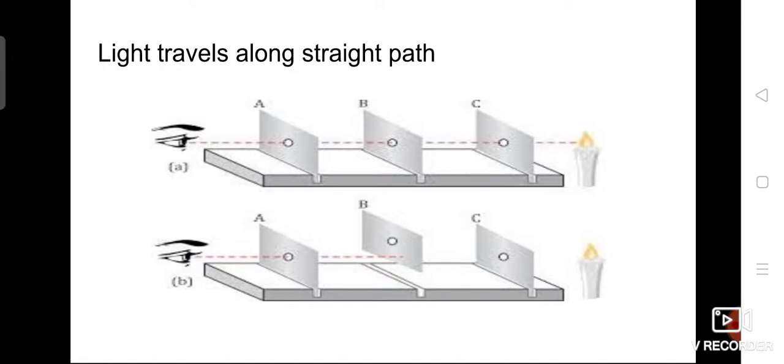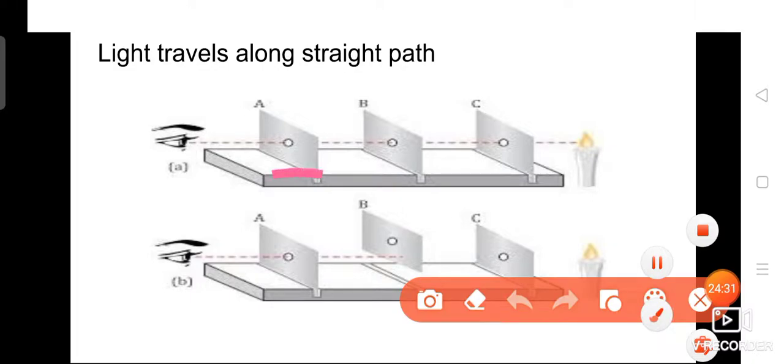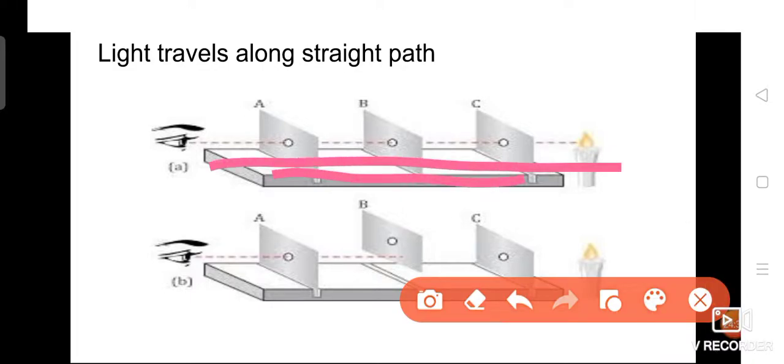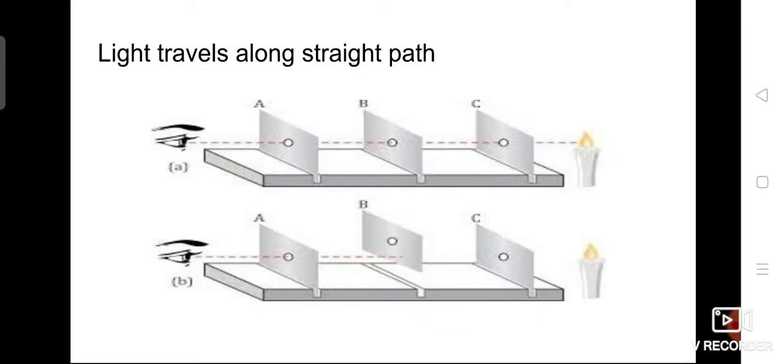Now what to do? You are going to move any one of the cards. Now what happens? The light doesn't come out at the end. Why? Because you cannot see the candle at the end, since you moved that card. For example, here the holes are in a straight line, so you can directly see the light. Here the card has been moved, isn't it? So here it is stopped because you cannot see. So this proves that light travels along a straight path. Are you clear?